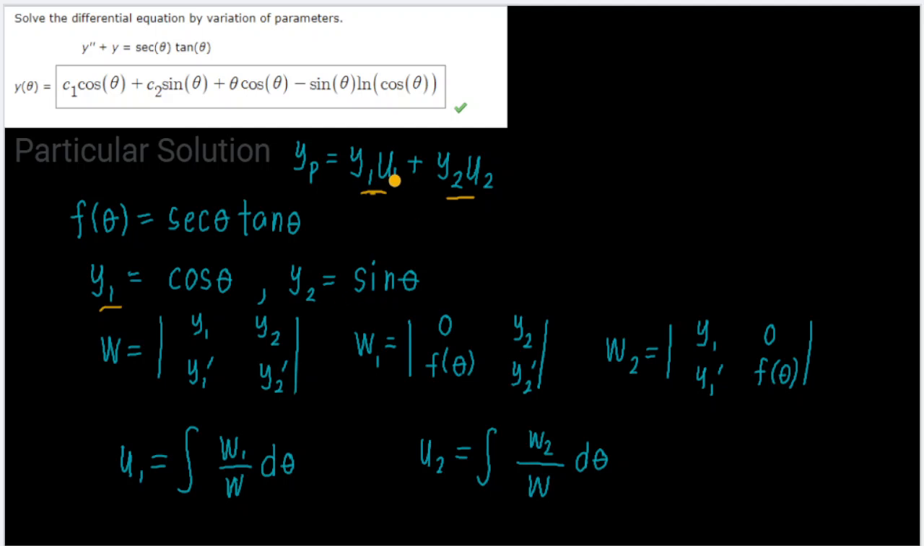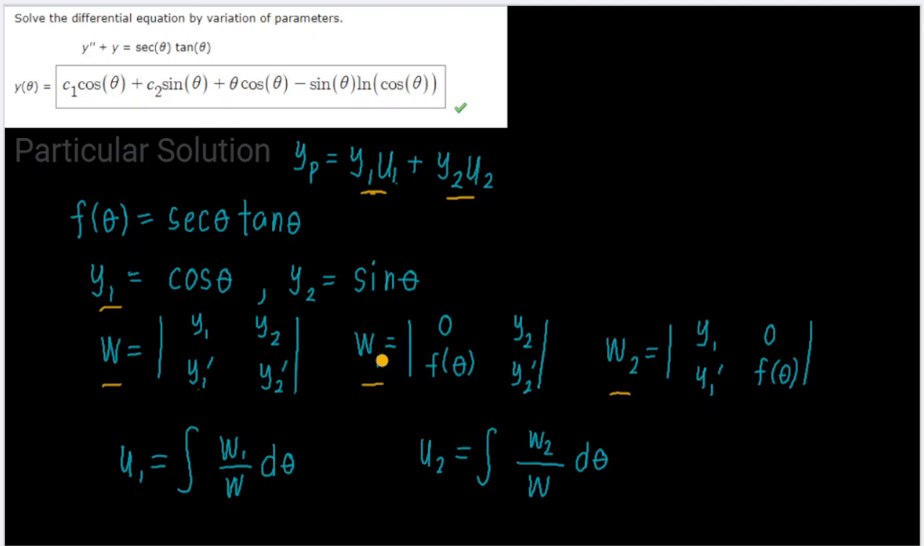Now let's solve for u sub 1 and u sub 2. How are we going to solve for our u sub 1 and u sub 2? First, let's find the Wronskians w sub 1 and w sub 2. Our Wronskian is just a matrix consisting of our y1 and y2 in its first row and their derivatives in the second row. The derivative of y1 is y1 prime, and the derivative of y2 is y2 prime.